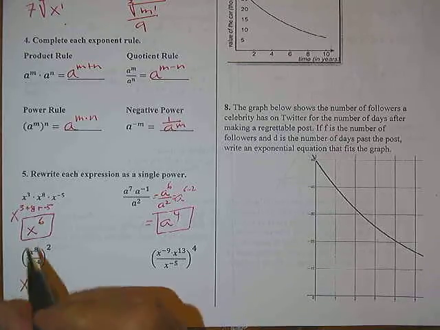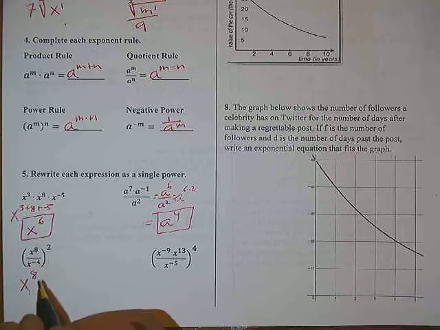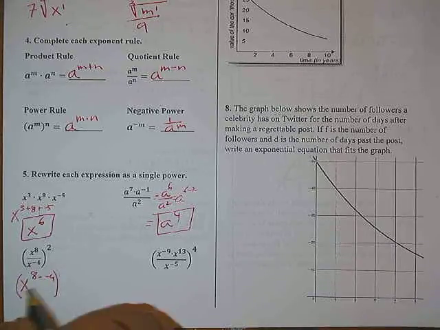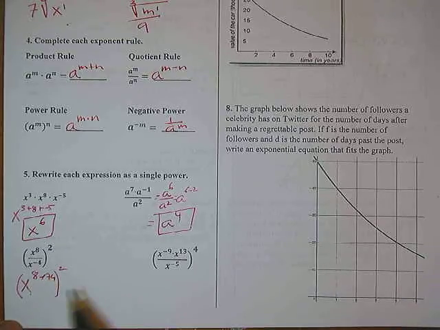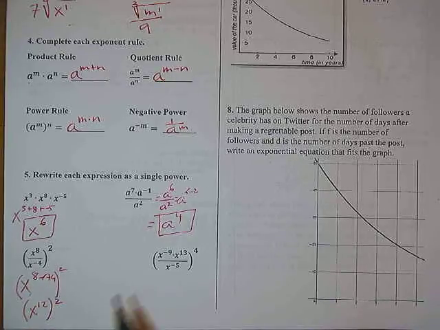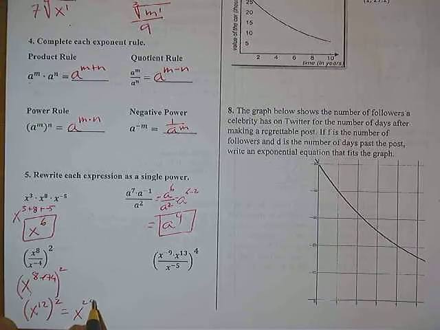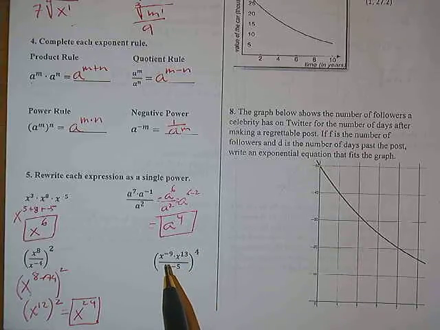All right, and then with this, there's a couple of ways of doing it. I'm going to go inside first. So it's going to be x to the 8, now 8 minus negative 4. That's to the second power. Now 8 minus negative 4 is actually 8 plus 4. So that's going to be x to the 12. And then the whole thing to the second power. So this is like the power rule where we multiply the exponents. So that's going to be x to the 24.